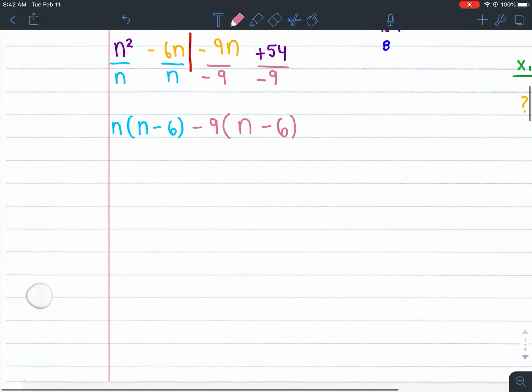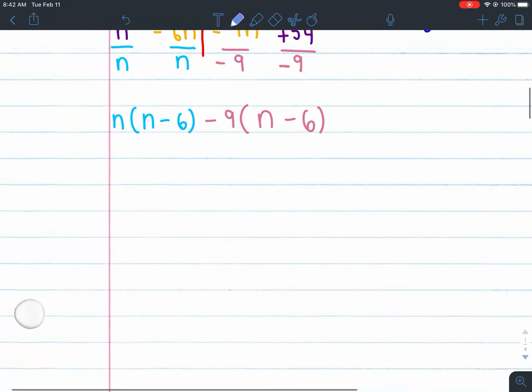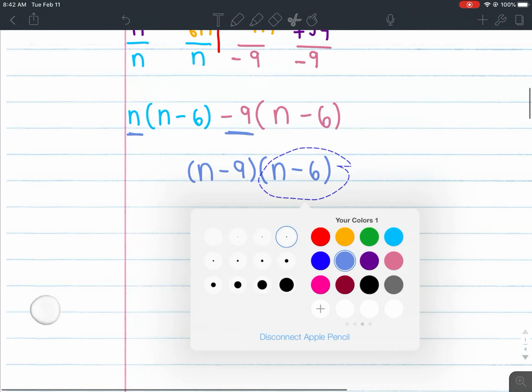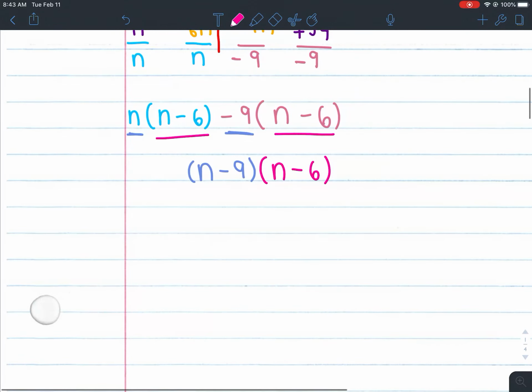And before you move on, you want to check to make sure your parentheses match. And they do. So we put our GCFs in one parentheses, so we have n minus 9. And then on our second set of parentheses, we have the matching n minus 6. So that's where those come from. And I'll go ahead and actually color code this differently so that we can see that a little bit better. We'll use pink to help us out a little bit.